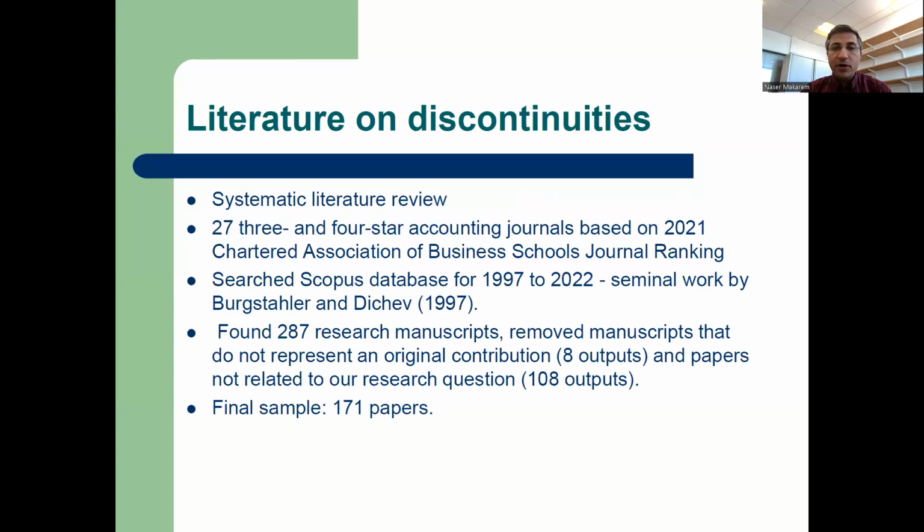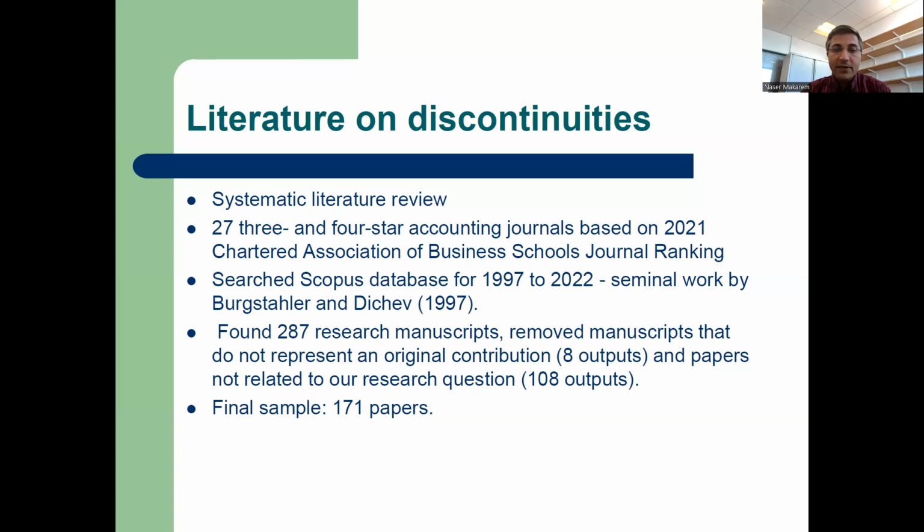So to start with, we did a systematic literature review on earnings discontinuities. We started with 27 three- and four-star accounting journals based on the 2021 Chartered Association of Business Schools journal ranking. We searched the Scopus database for 1997 to 2022. The reason we started with 1997 is that the seminal paper in this area, Burgstahler and Dichev, was published in 1997.